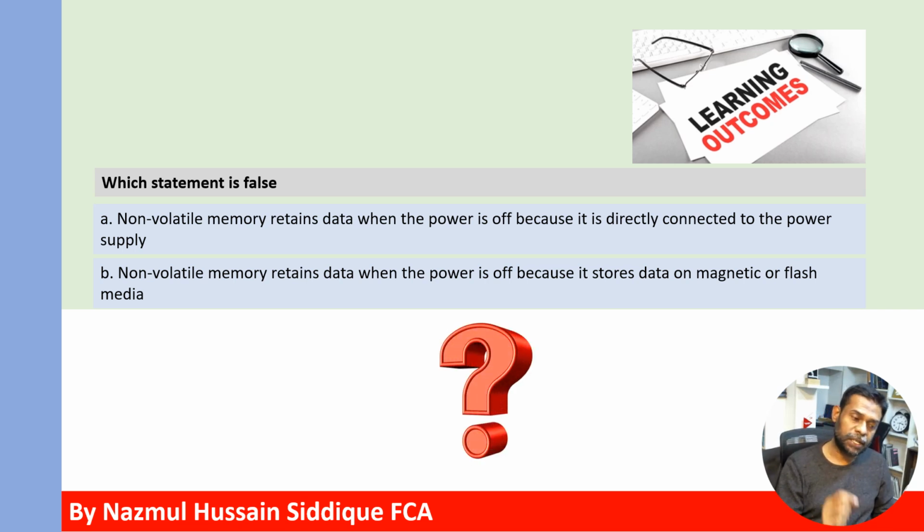The question is, which statement is false? We have to find out the false statement. The false statement here is A. Non-volatile memory retains data when the power is off because it is directly connected to the power supply. It's a false statement.